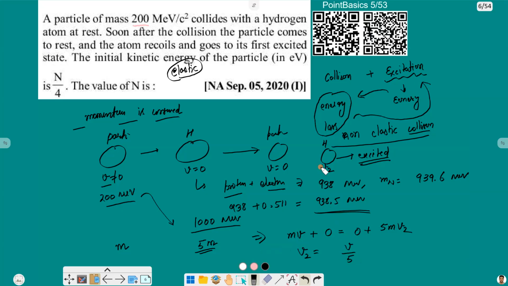Here keep in mind that this hydrogen atom is excited, but still it may be moving, and it has to move actually, because momentum has to be conserved. So it will be moving also, and it will be absorbing some energy. So some energy will go to excitation, and some energy will go to the kinetic energy of the hydrogen atom after collision.